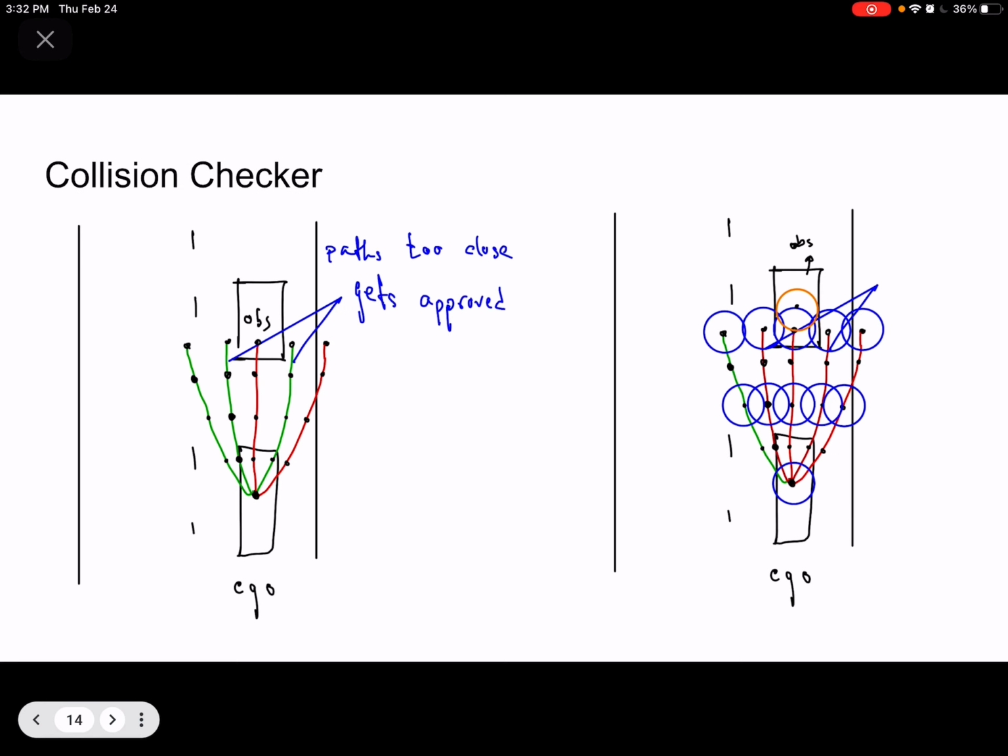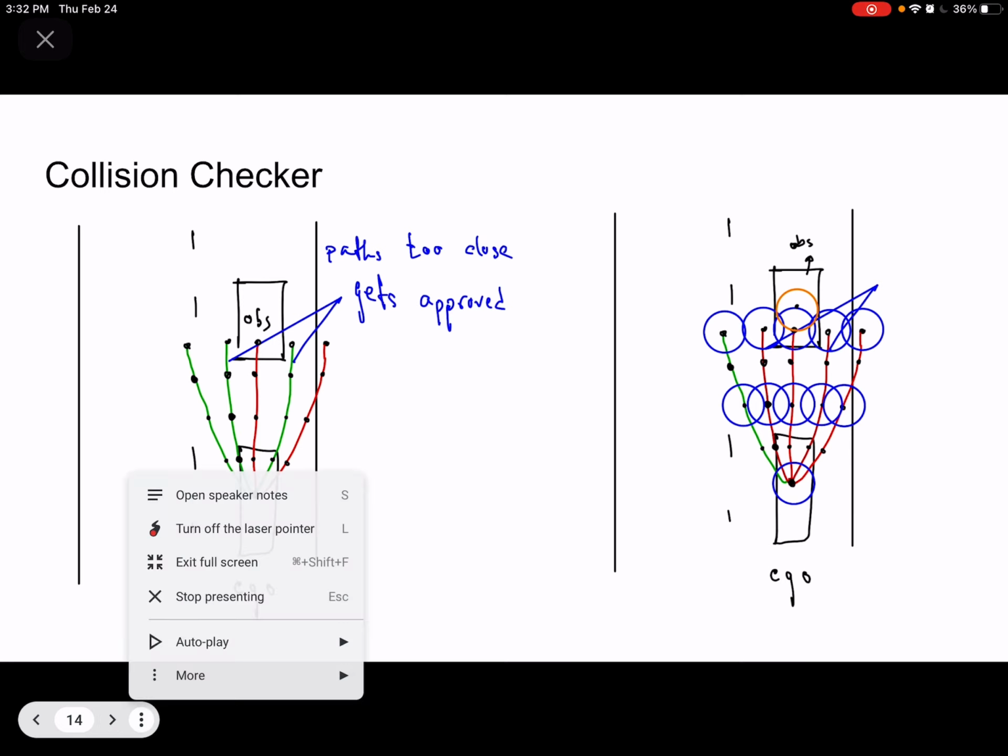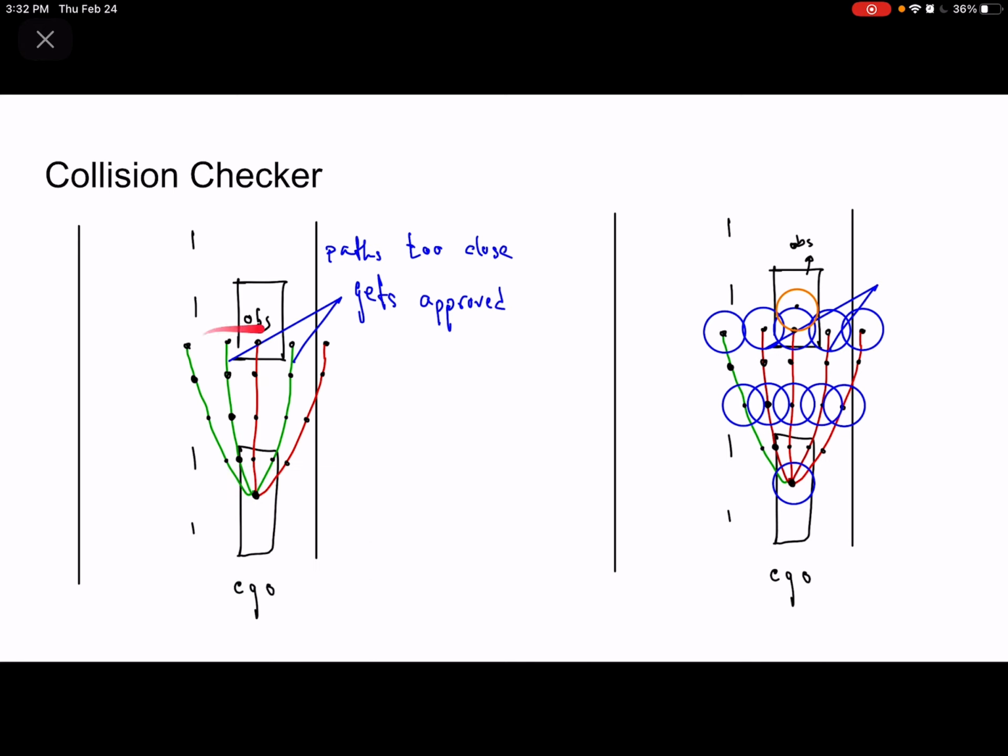Another problem is with checking if the path is valid for collision. So the way I saw most people do this is by checking if these individual points are inside the building blocks of the obstacle. However, this basically models the car as a single point. Since the car is not a single point, it has a length and width. If it comes here, it will collide.